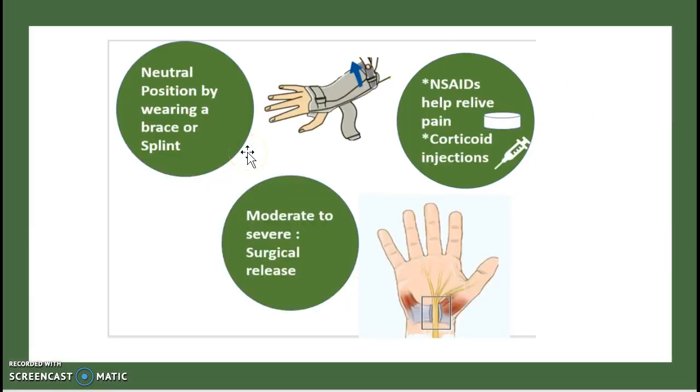So just a recap of the treatment. You want to start by putting the wrist or the hand in a neutral position by wearing a brace or a splint. You're also going to want NSAIDs to help relieve the pain. If that doesn't work, then corticoid injections. If you need to take it a step further, if it is moderate to severe, you're going to want surgical release, which is basically going to allow a release of the tendon, which is going to really help it relax.